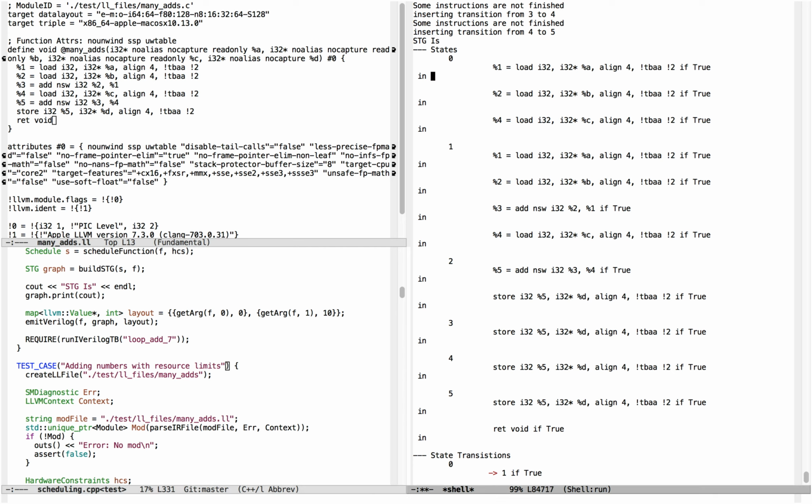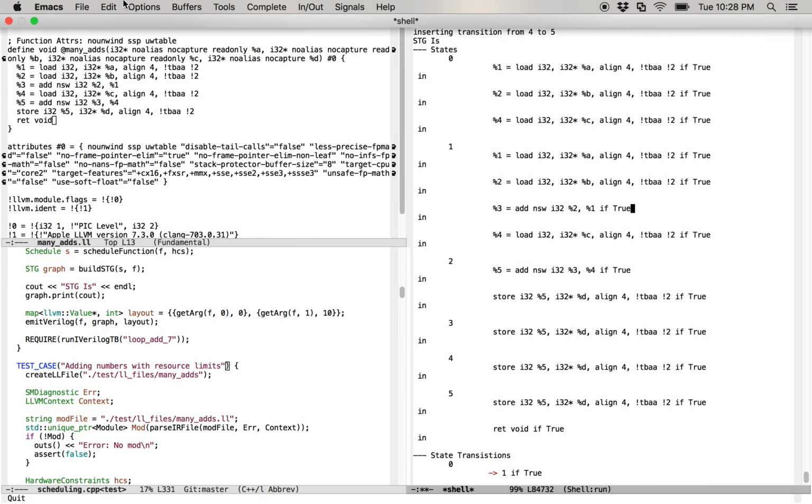So loads take a cycle to complete. So in the 0th state, we start the loads of 1, 2, and 4. Then we complete 1, 2, and 4 in state 1, and as we complete them, we add 1 and 2 together, but we don't add 4 to that sum until the second state. Now, notice the two adds in the program have been split up into two different states.